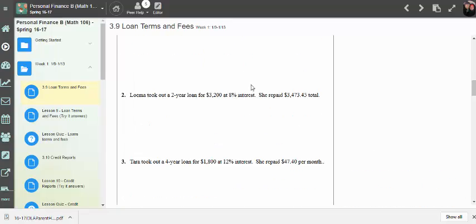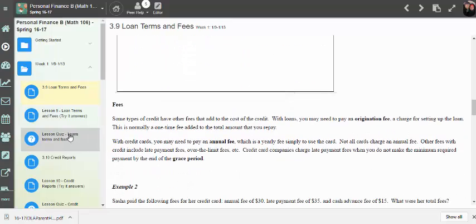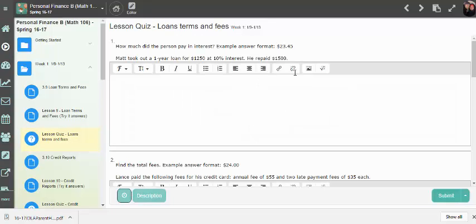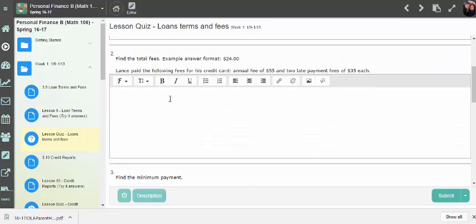So hopefully going over those 4 will help you as you go through the quiz here. Again, when you're reading the quiz, you need to pay close attention to the information that it's giving you and what they're asking. So this first one, it says, how much did a person pay in interest? Okay, he took out a year loan for $1,250 at 10%. He repaid $1,500. Okay, so we're looking at $1,500, and then how much the loan was for. So we go $1,500 minus $1,250, and that's your amount that he paid in interest.